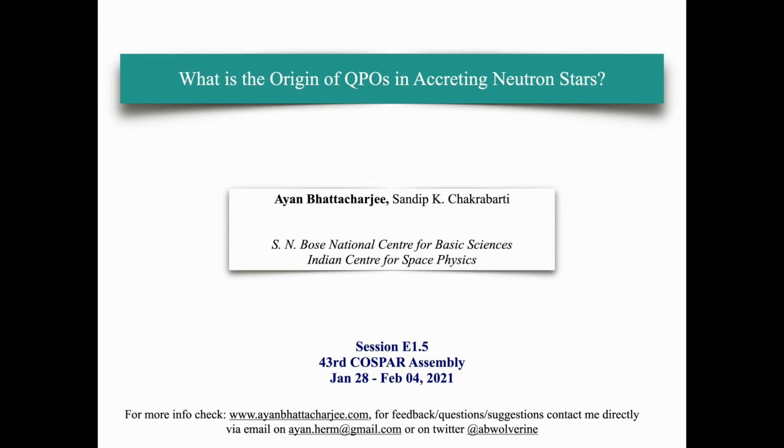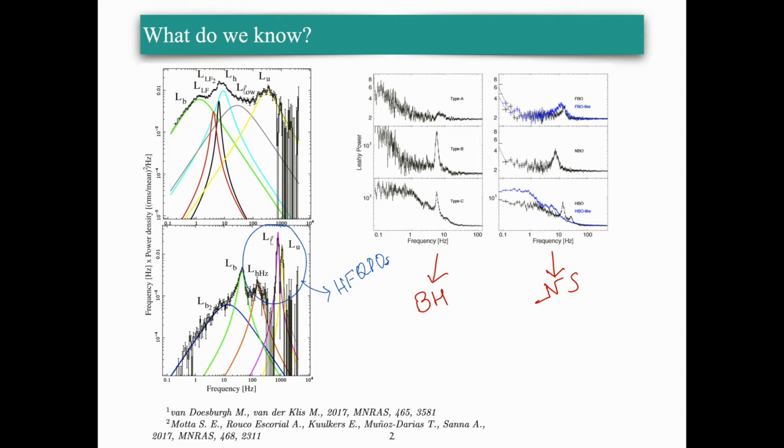In order to do so, we first ask ourselves, what do we know about the QPOs in neutron stars? Now, there are clearly two types of QPOs. You can see in the left panel, there are a number of peaks in the power density spectrum of an accreting neutron star's time series or light curve. Now, the low frequency part, here the LB, LLF, and LLF2, these frequencies have a 1:1 correspondence with the cases of black holes, which is seen in the right two panels.